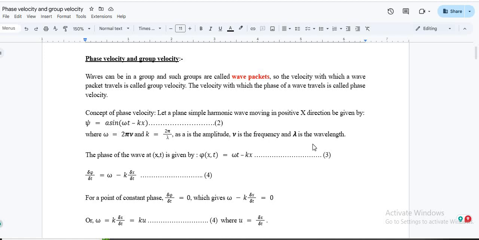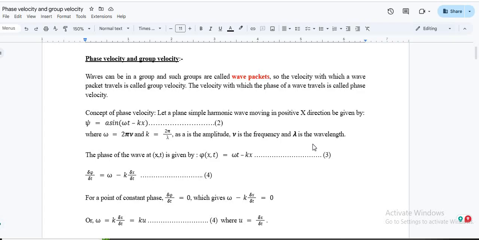Hello, today we will discuss phase velocity and group velocity. This is one of the important aspects of quantum mechanics. Mainly, the group velocity is related to wave packets. This is related to the matter wave concept.